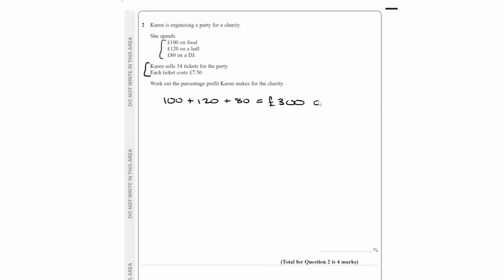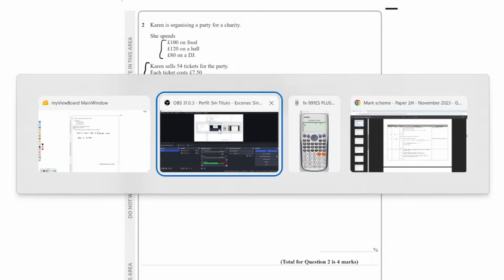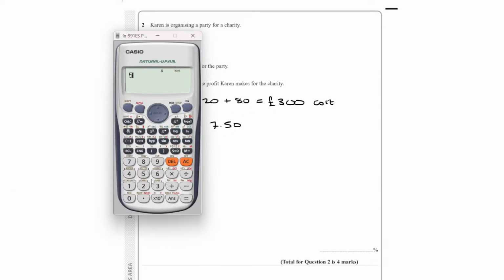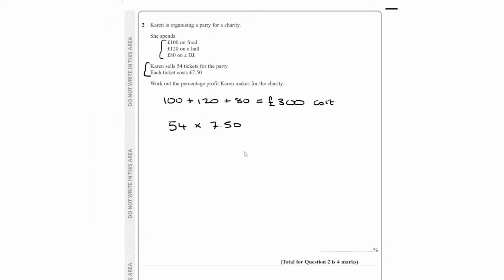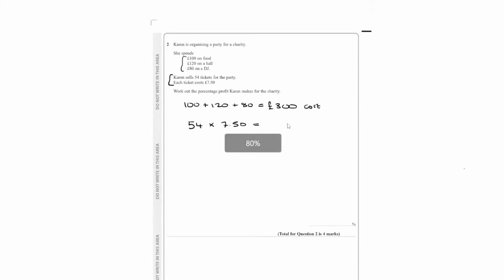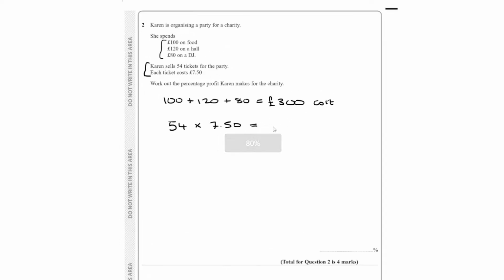So that's our cost. And then the revenue or the sales is obviously 54 tickets multiplied by £7.50 each, which we can put in our calculator. £7.50 each is £405. So that's the revenue or the sales, whatever you want to call it. That's how much money she got.